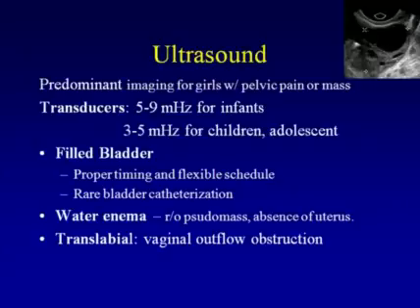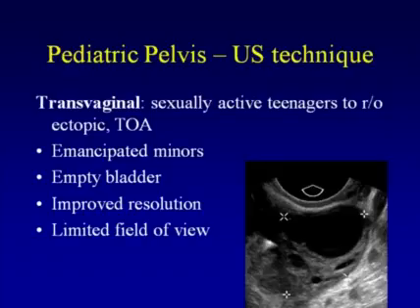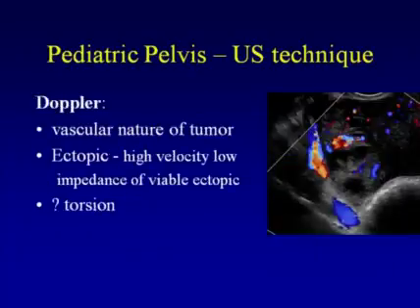The translabial approach can be useful for looking for vaginal outflow obstruction. Transvaginal exams can be used for sexually active teenagers to rule out ectopic pregnancies and tubo-ovarian abscesses. Doppler should be used to assess the vascular nature of tumors and can be extremely helpful in looking for ectopic pregnancies and may be of some use in assessing for ovarian torsion.